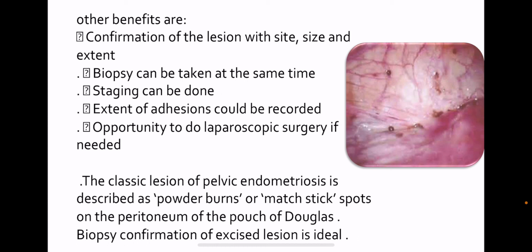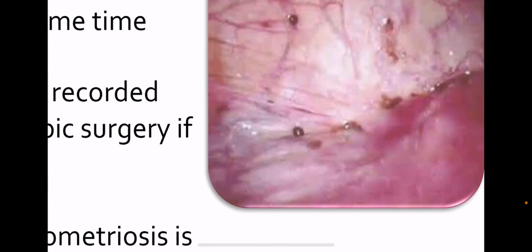The classic lesion of pelvic endometriosis is described as powder burns or matchstick spots on the peritoneum of pouch of Douglas. So guys, when you do the laparoscopy to confirm pelvic endometriosis, there is a classic lesion of powder burn or matchstick spots. You can look in the picture here.